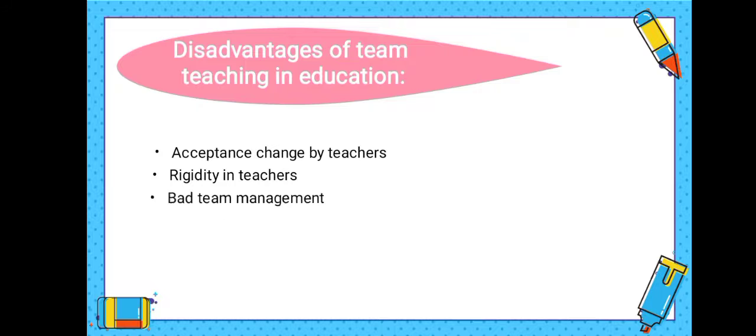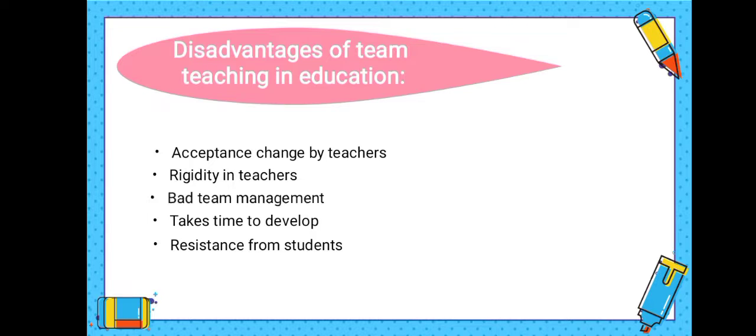Next is rigidity in teachers. Apart from accepting the change in the form of teaching, teachers often have the rigidity to accept and adjust with other teachers. While working as a team, we have to accept others' ideas. Teachers should not have an ego and should handle criticism openly. Bad team management. Internal coordination and good team tempo are extremely important. Internal conflict may result in a complete failure.